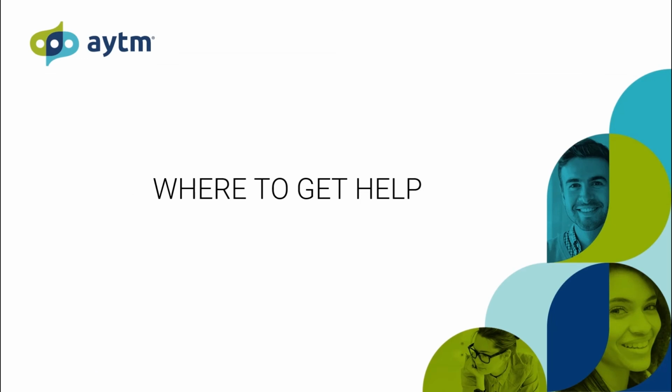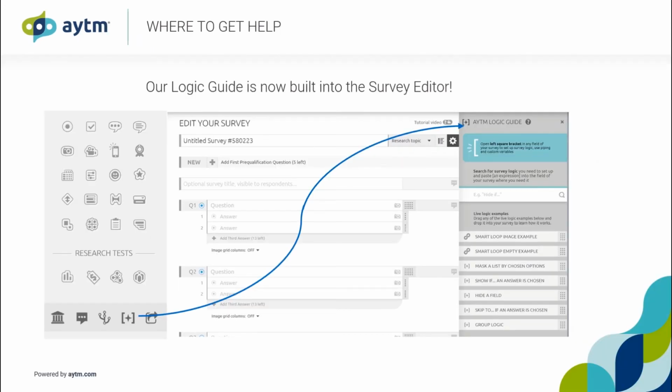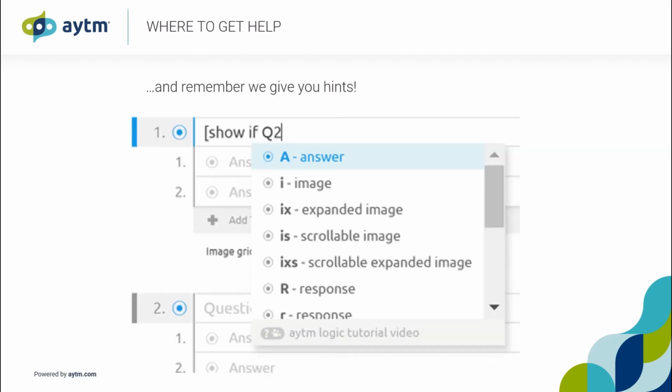Now let me share with you some of the resources we have for using logic and where you can get help when you need it. So, the easiest way to get help when writing logic commands is within the survey editor itself. By clicking on the plus sign in the square brackets, the built-in logic guide will pop open on the right side, and you can search for commands or even populate fully built example questions of many common logic statements into your survey. You can then easily modify them to fit your own questions.